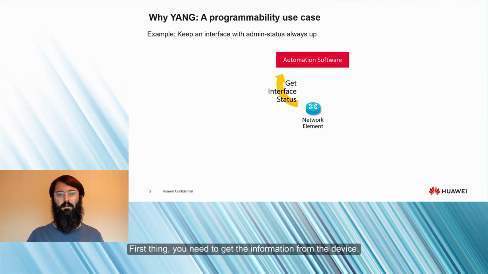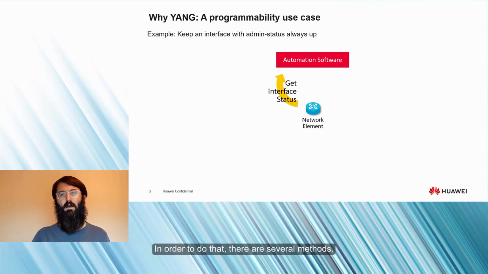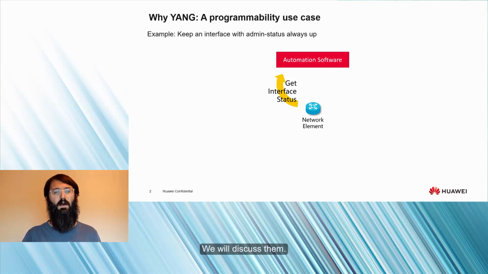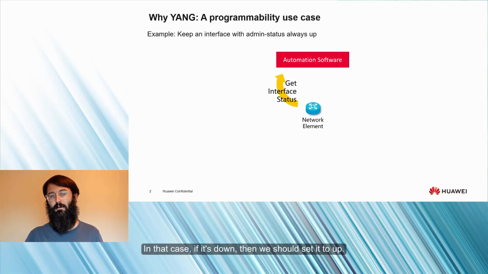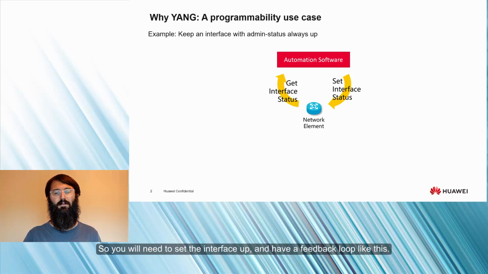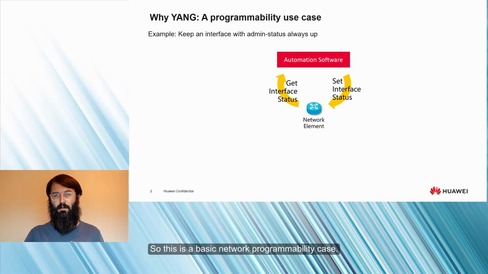First thing, you'll need to get the information from the device. In order to do that, there are several methods, we'll discuss them, and then you'll get your information, your software will decide whether the interface should be up or not. So in that case, if it's down, then we should set it to up. So you will need to set the interface up and have a feedback loop like this. So this is a basic network programmability case.